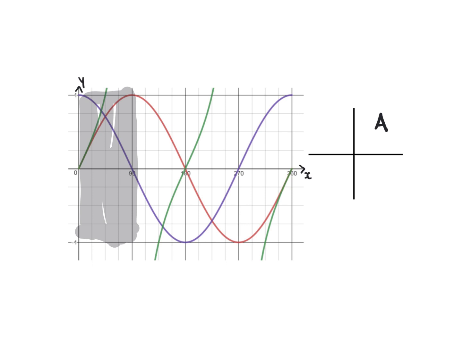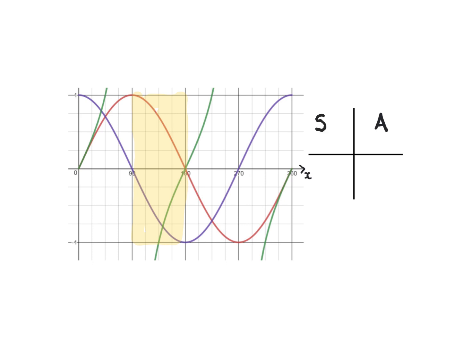What we can then do is highlight the section between 90 degrees and 180. Remember, if we're going 0, 90, 180, this is between 90 and 180 here. We can see the only graph that sits above the axis in this space is this red one, which is the graph of sine x. So we're going to put a capital S in the second quadrant.